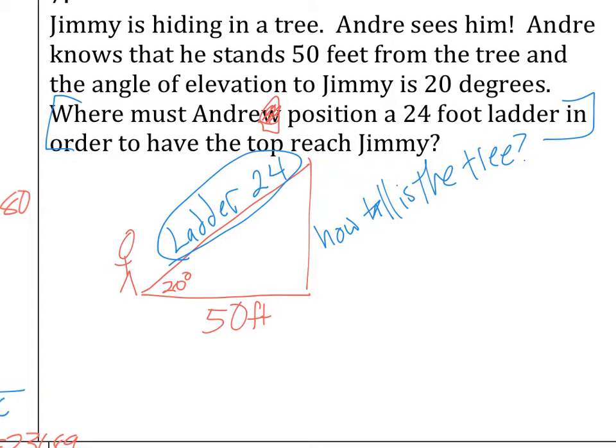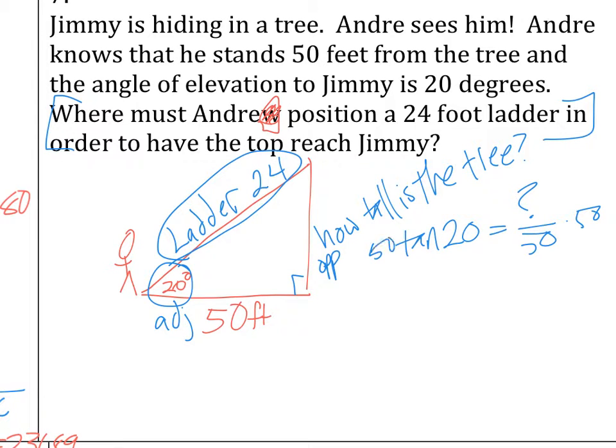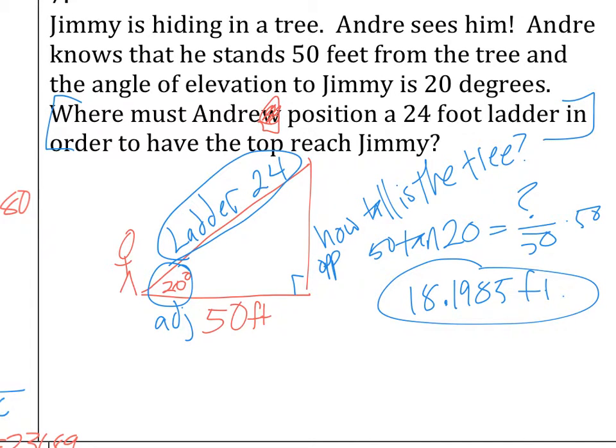Okay, well, now I know we've got an angle. This is going to be an opposite side, and I've got an adjacent side. So I could say that tangent of 20 is equal to question mark, that's my opposite side, over 50. I can multiply both sides by 50. And 50 times the tangent of 20 degrees is going to be 18.1985 feet. That's really what I was looking for you figuring out in this problem.